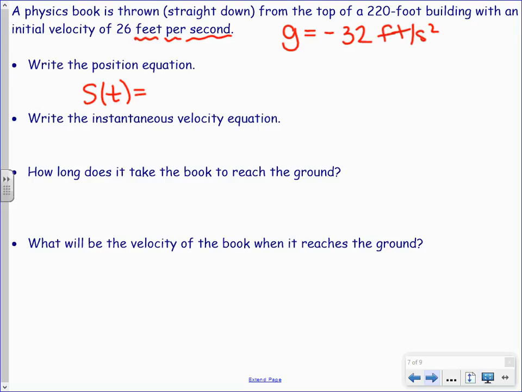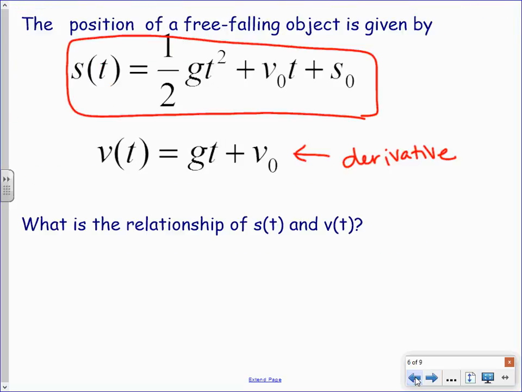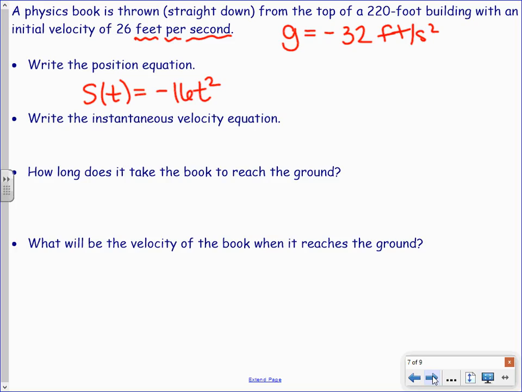1/2 times g times t squared would be negative 16 t squared, right? 1/2 times g times t squared, 1/2 times negative 32 times t squared. Plus our initial velocity is 26. However, what direction are we throwing the book? Okay, so that velocity is negative because we're going down. Plus, what's our initial height? 220. So that is your position.